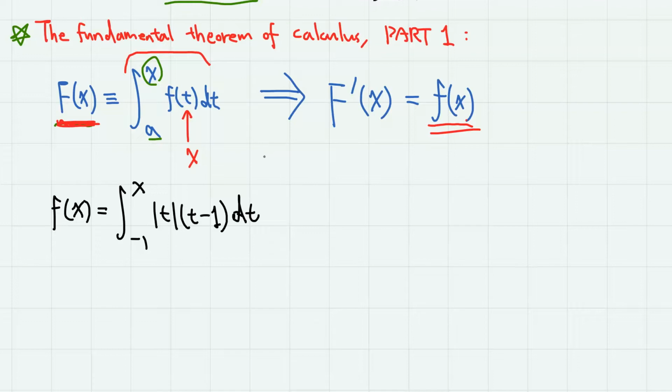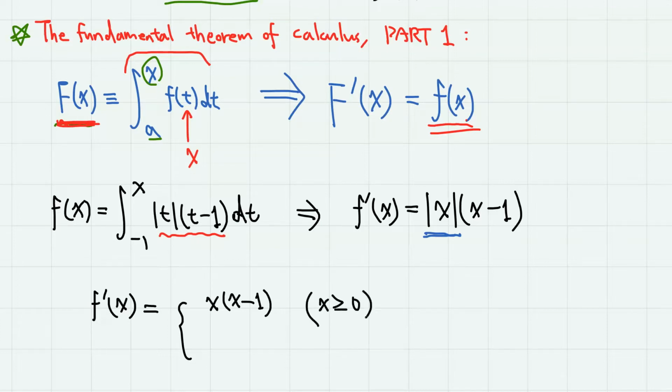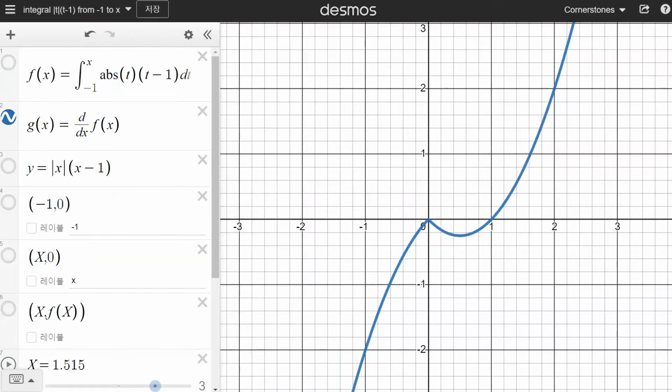In order to find the minimum, we must first differentiate this function. And here, by the fundamental theorem of calculus, the derivative is simply the function in which we replace t with x. So it is simply absolute value of x times (x minus 1). Since we have absolute value of x here, if you write two cases separately, f prime of x is expressed as this when x is positive and this when x is negative. And since both are quadratic functions, we can easily sketch the graph of f prime of x, which looks like this.